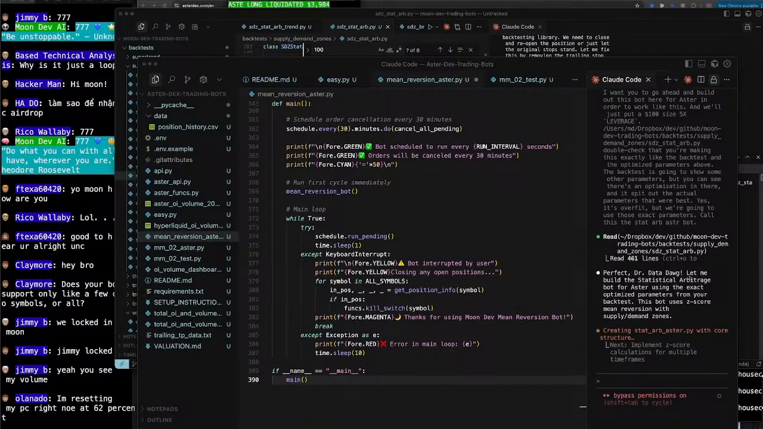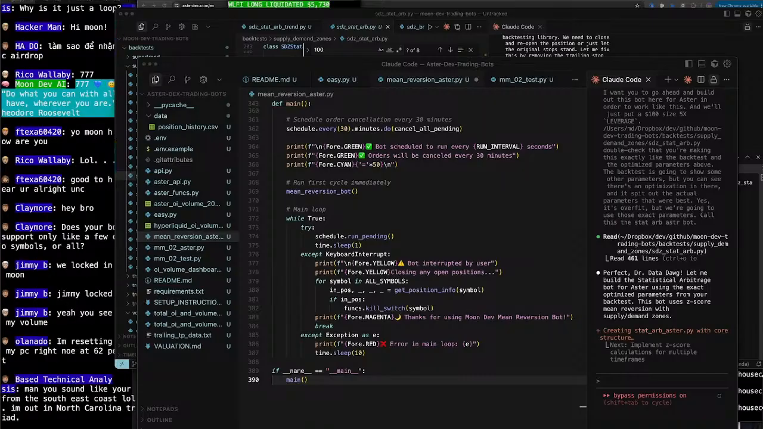Perfect, Dr. Deodod. Let me build the statistical arbitrage bot for Aster using the exact optimized parameters from your backtest. This bot uses Z-score. So, okay, I'm done with the mean reversion one. I need to test that. So let's make a list of things I need to do. Test mean reversion. Test stat arb. I need to make this make easy work with other symbols. Okay, those three things are first on the mind.